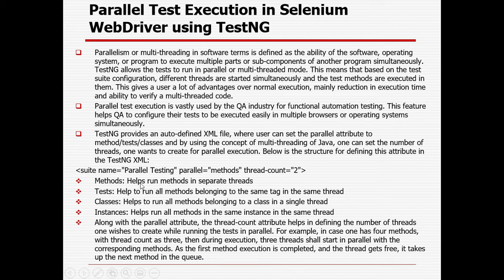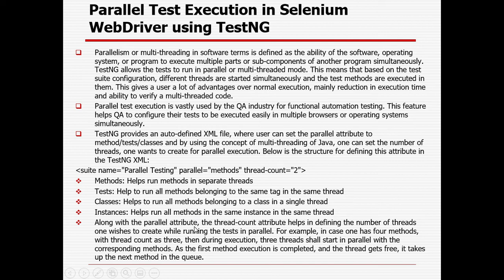Whenever you are using the method level, parallel testing helps run methods in separate threads. For the test level, it runs all methods belonging to the same test tag in the same thread. The classes level helps to run all methods belonging to a class in a single thread. The instance level helps run all methods in the same instance in the same thread.